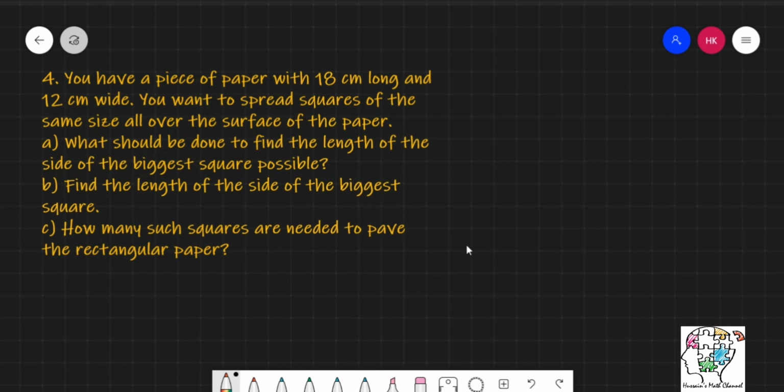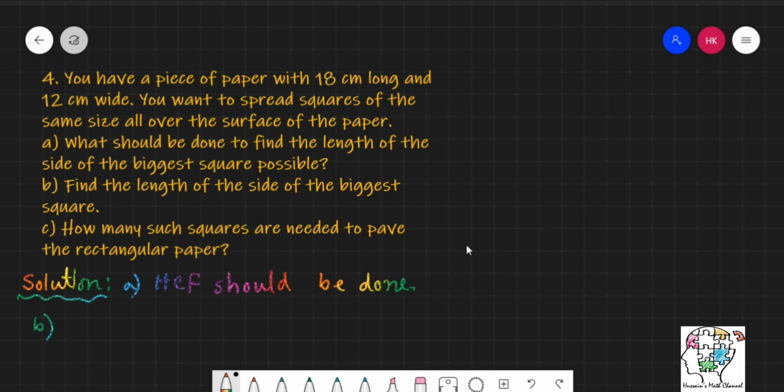You have a piece of paper with 18 centimeter long and 12 centimeter wide. You want to spread squares of same size all over the surface of the paper. Now what should be done to find the length of the side of the biggest square possible? So here something is written about biggest, so we have to do HCF. Now solution number A, we can write HCF should be done. This is the answer of number A.